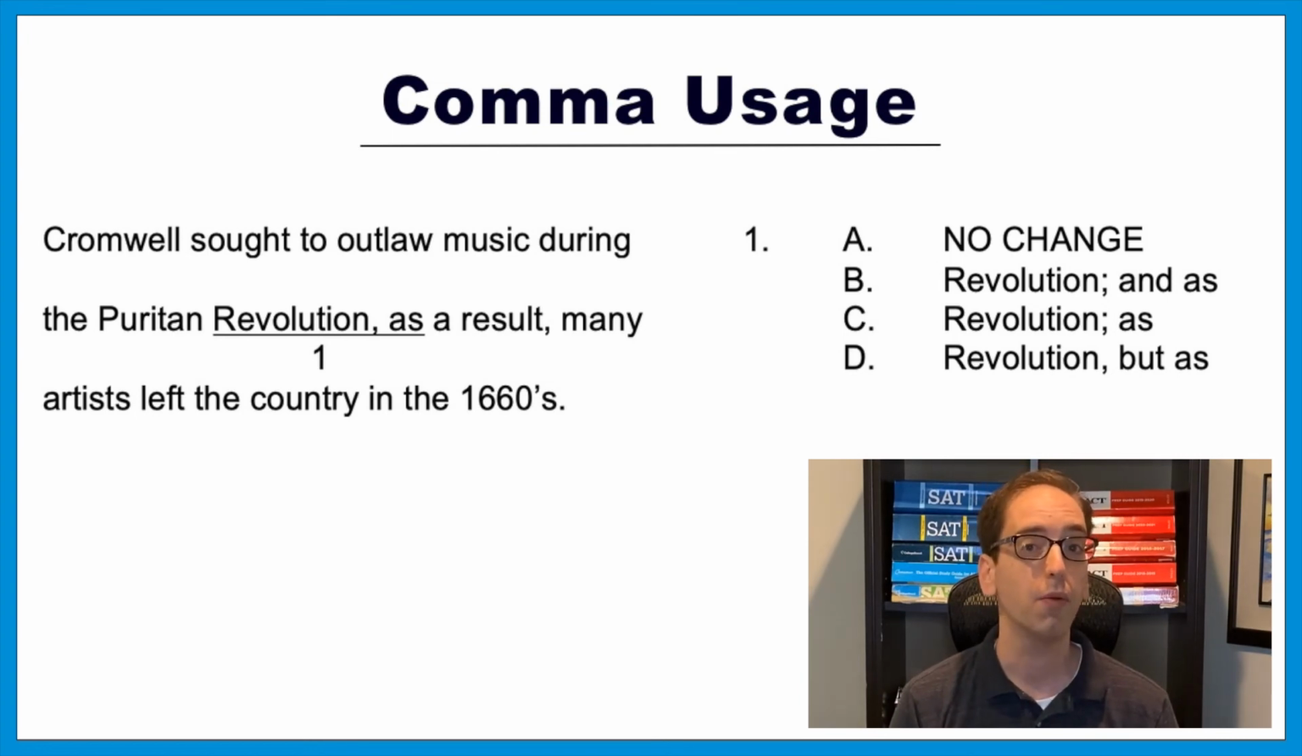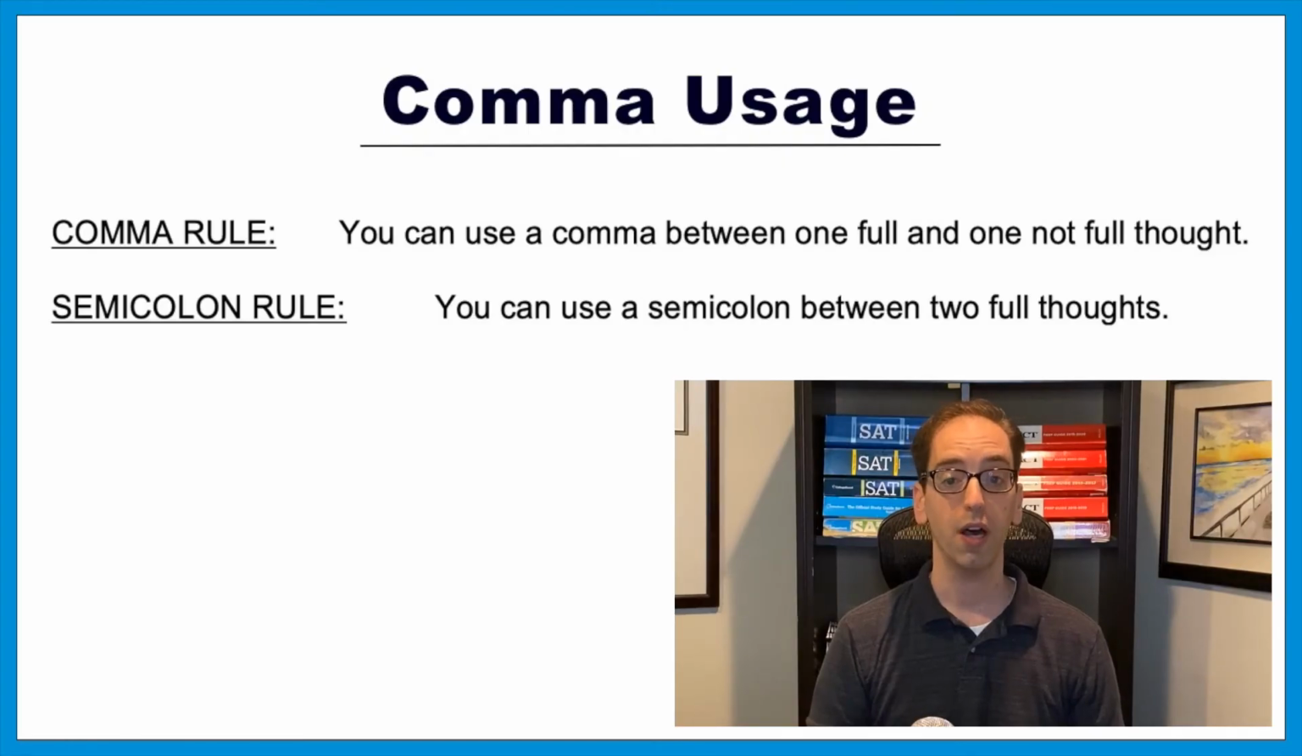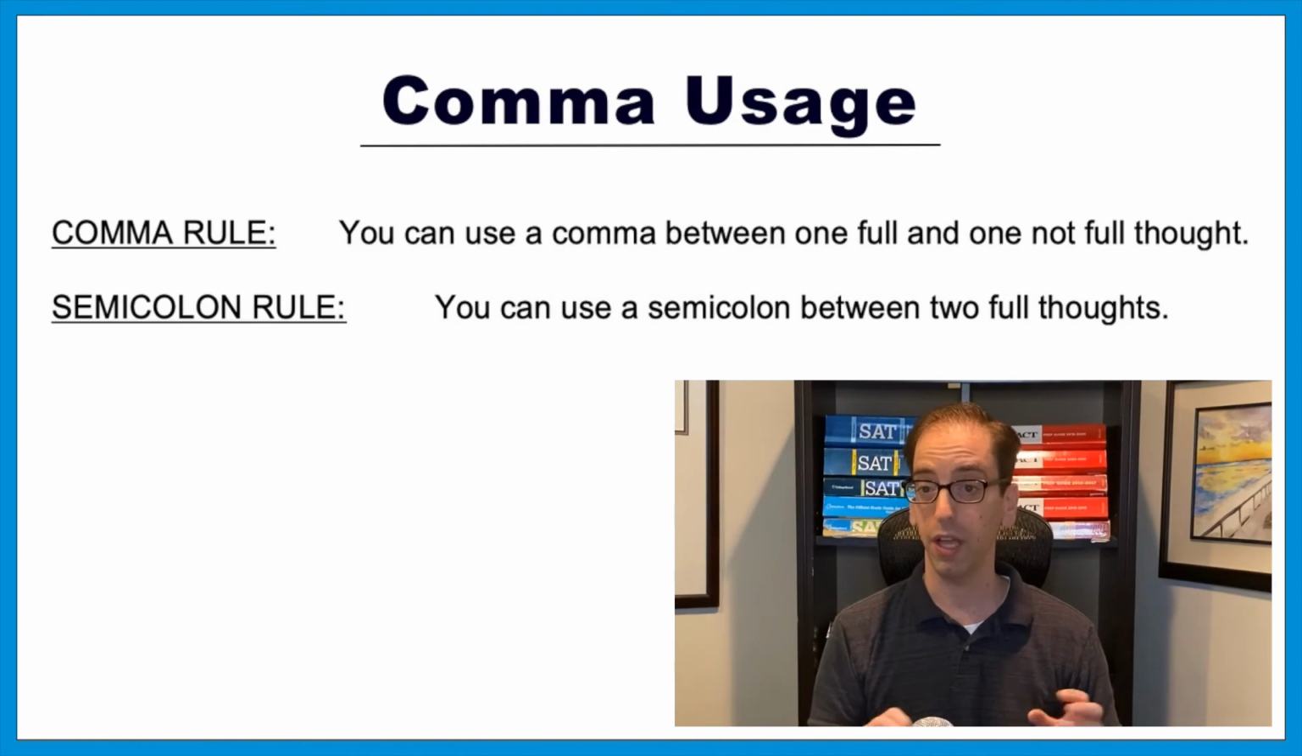Now you might be asking why that semicolon in B is wrong. Look at that word "and" in choice B. That "and" makes the second part no longer a full thought. That's why the answer is C and not B. So this brings up an important rule of punctuation. You can use a comma between one full thought and one not full thought, and you could use a semicolon between two full thoughts. Now, just an extra note on that first point, that full and not full thought can be in either order. Full, not full, or not full and full. Either of those with a comma is fine.